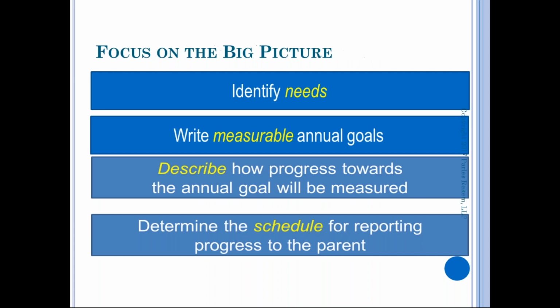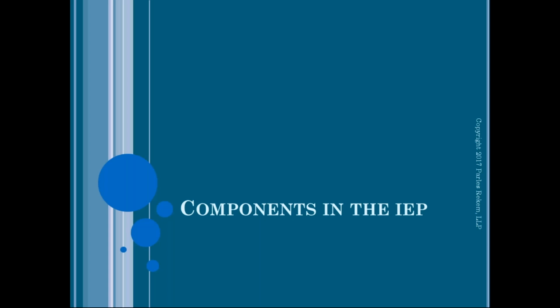So those are the steps. And then looking at focusing on the bigger picture, again, we're identifying needs, we're writing measurable annual goals, and we'll talk about measurable annual goals. We'll describe how progress towards the annual goal will be measured, and we're going to determine as a team how we're going to report progress to the parents so as to make sure that the services are actually working.